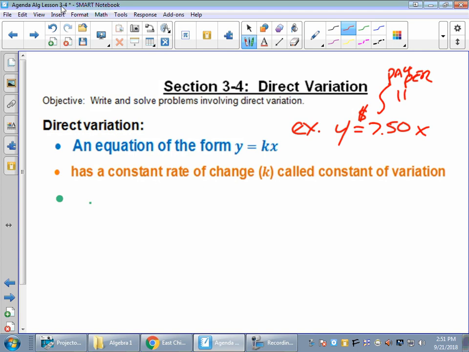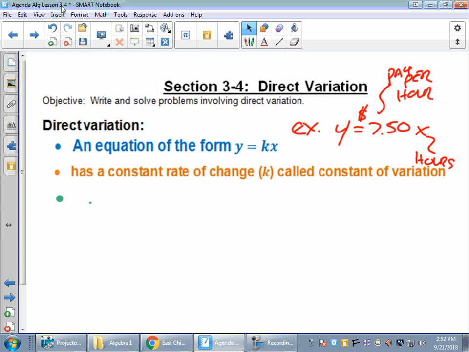You're going to make that much times how many hours you work, and your x value would be the hours that you worked. So it would be constant. You're always making $7.50 per hour, and the more hours you work, the more money you would make. And if you worked 0 hours, you wouldn't make any money, because $7.50 times 0 would be 0. So that's an example in that form. And that k is a constant rate of change. It's constantly going up by 7.50.